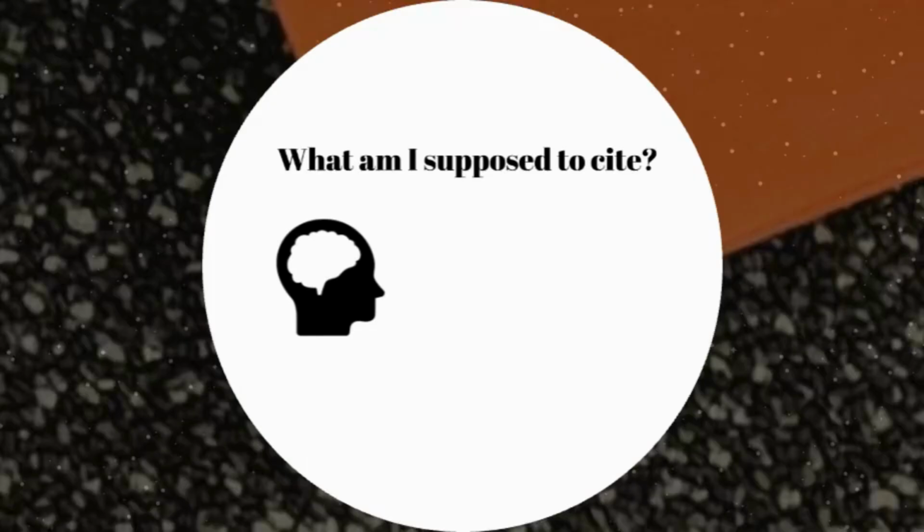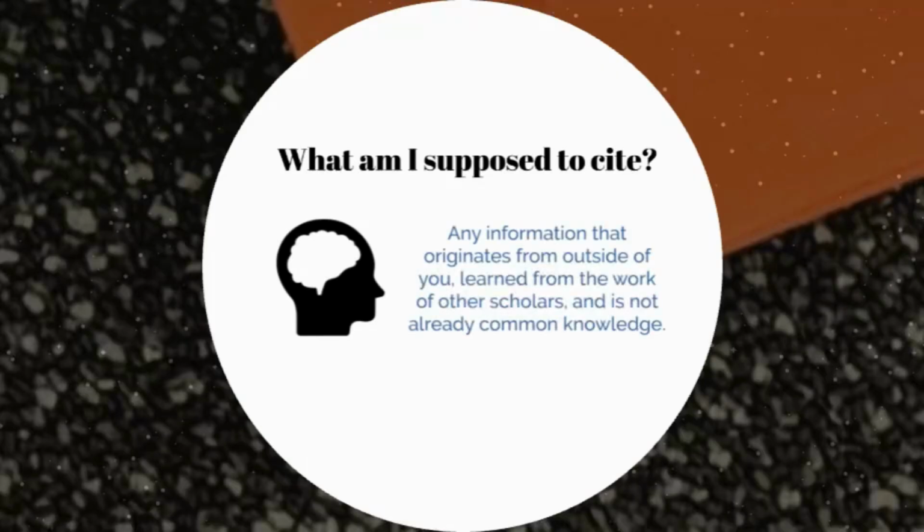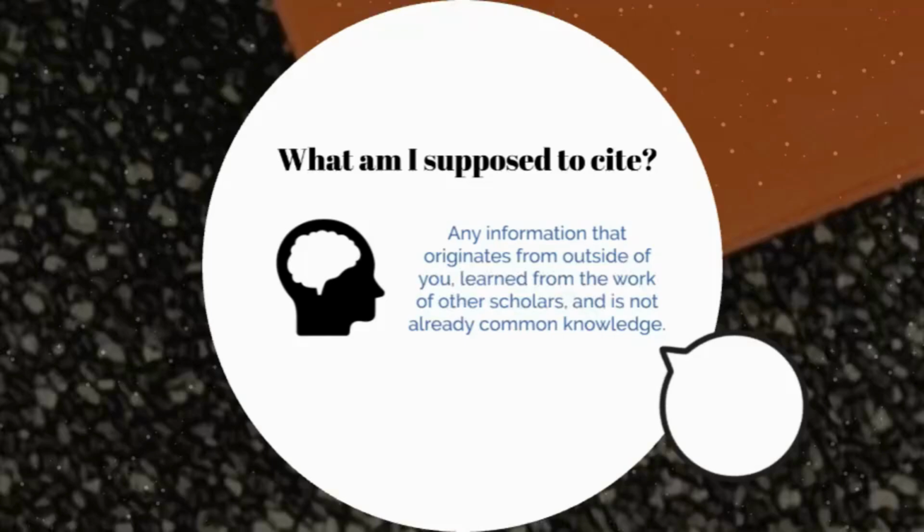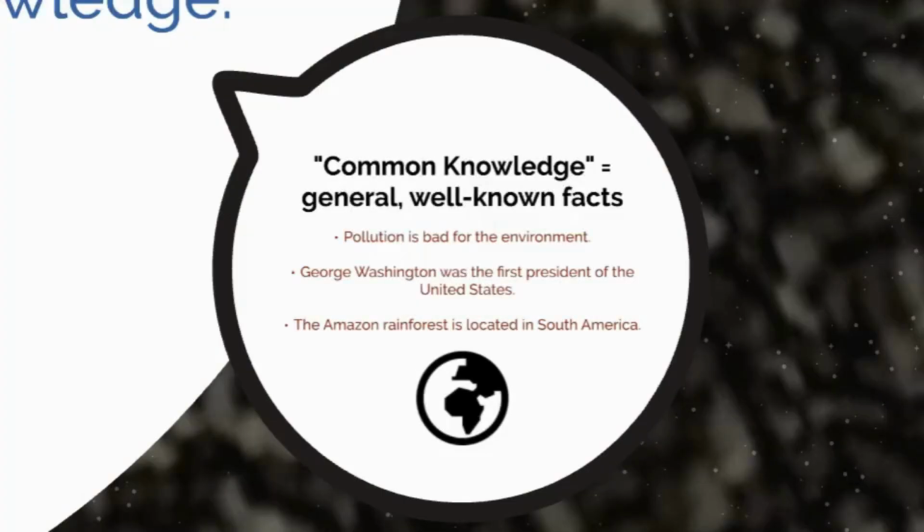The most basic rule of citation is to cite anything that originates from outside of you, in other words, from the work of other scholars, which is not already common knowledge. What counts as common knowledge can be tricky to determine exactly, but think of it as non-specific, non-disputable facts that most people know or could quickly look up, like pollution is bad for the environment, or George Washington was the first president of the US.